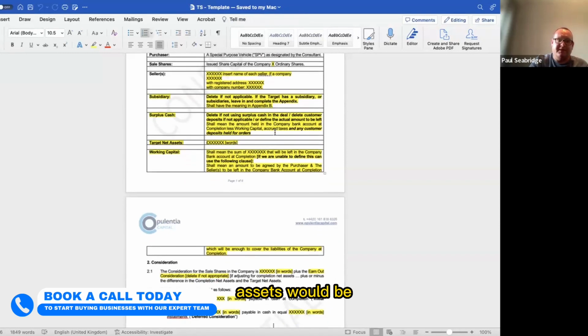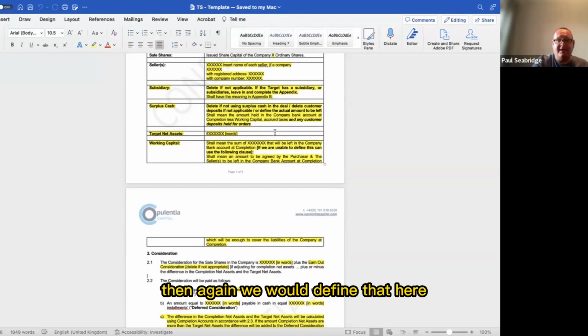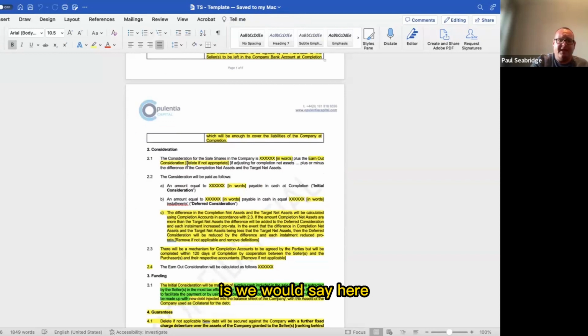Target net assets would be whatever we're basing the deal on or what we think it's going to be at completion. Working capital, if we're expecting them to leave cash behind or working capital behind, then again, we would define that here. So the consideration is, we would say here the purchase price for the company is X. If there was an earnout, it would be X plus the earnout consideration. Obviously, if earnout's not applicable, it would be removed.